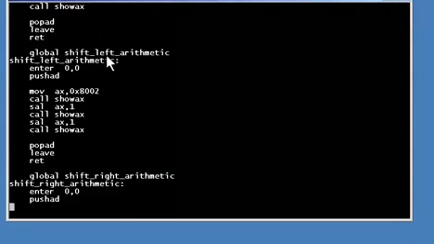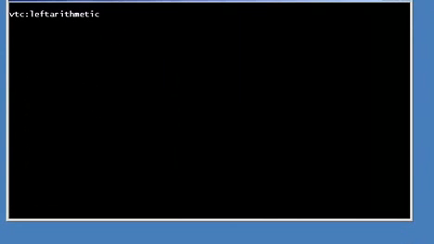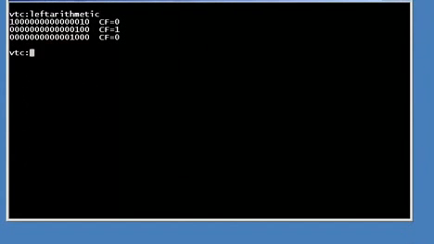This is an example of shifting left arithmetically. Now, there's nothing different here. Shifting to the left arithmetically is exactly the same as shifting left logically. In fact, the assembler generates the same opcode. The result is that when it runs, you get the same results as you did before, shifting left logically. Zeros introduced on the right, and the bits on the left are copied into the carry flag.